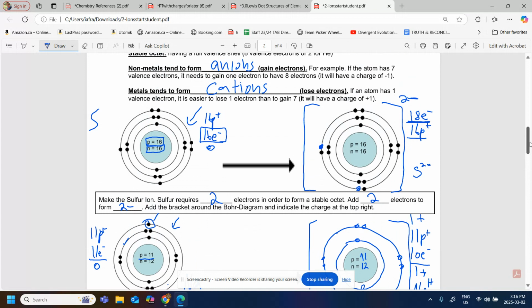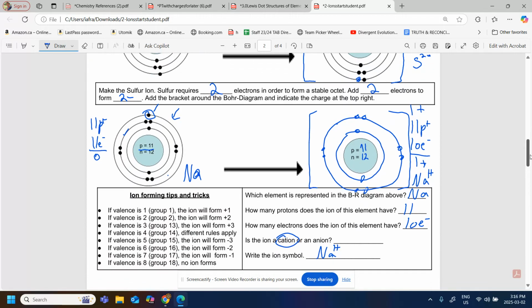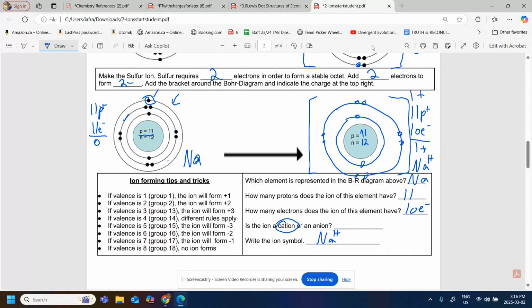And so in general, that's how you determine what charge an ion would have. You ask yourself, is it easier to lose or easier to gain electrons? If you're more than halfway towards 8, you gain. So nonmetals gain usually because they're more than halfway towards 8 in their valence shell. If you're less than halfway, you lose. Metals usually lose.